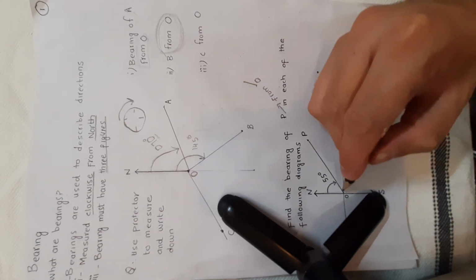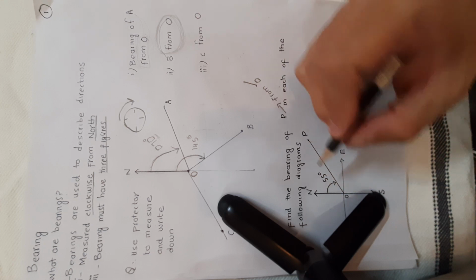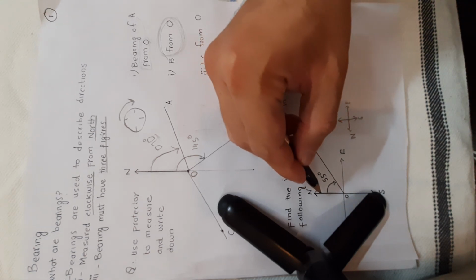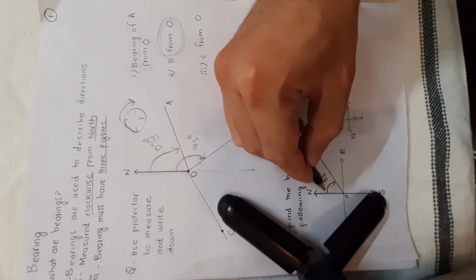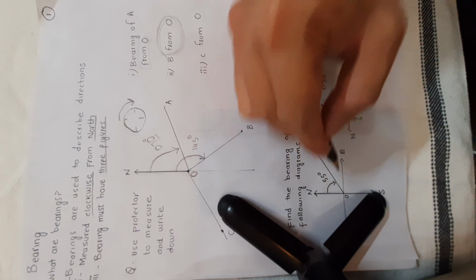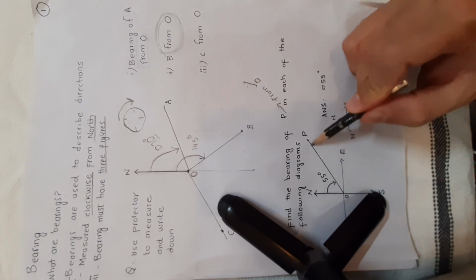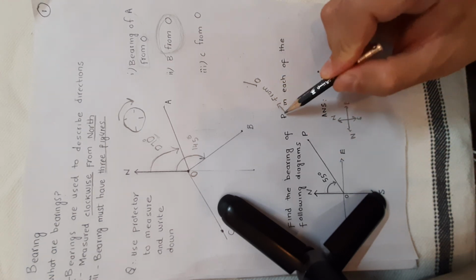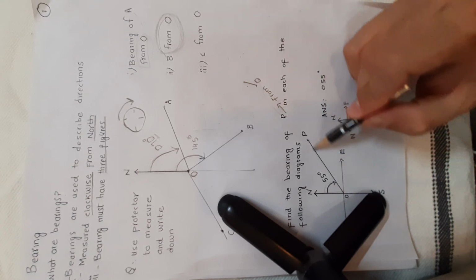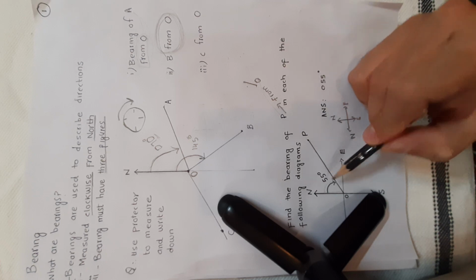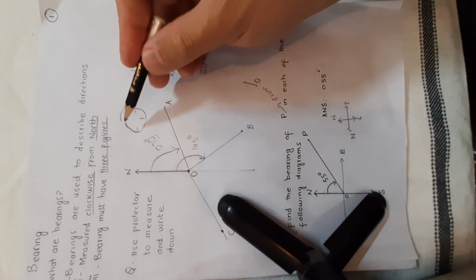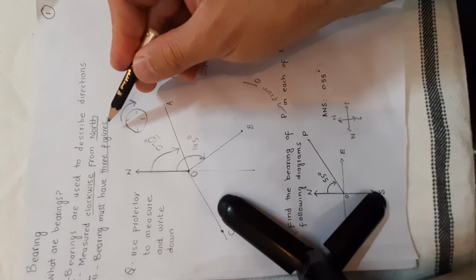So drawing your north at point O, start measurement from north in clockwise direction until you touch the line which is joining O with P, because we have to measure bearing of P from O. So line must join O and P, this line. So this is 55 given in the question. So answer is simple, 055, expressed in 3 figures according to the rules of bearing.